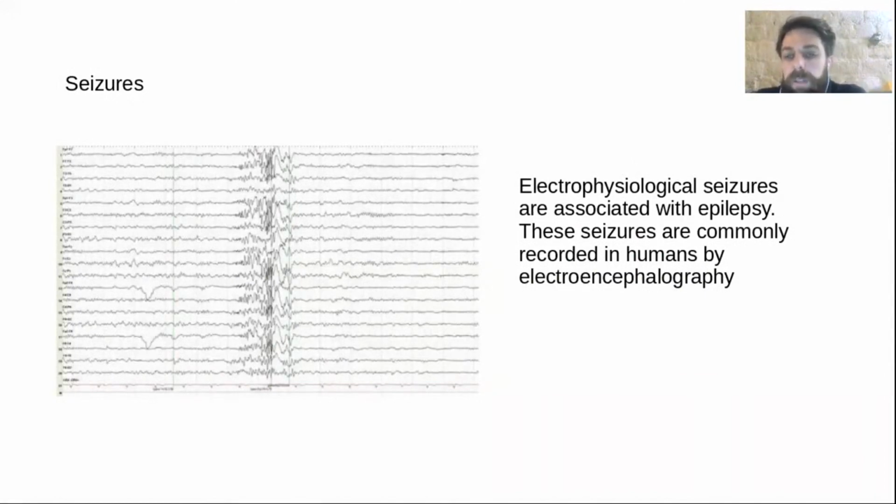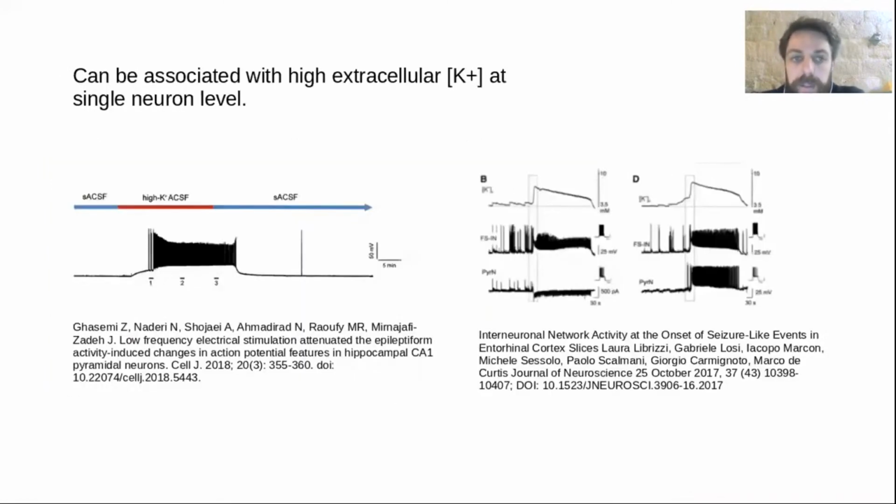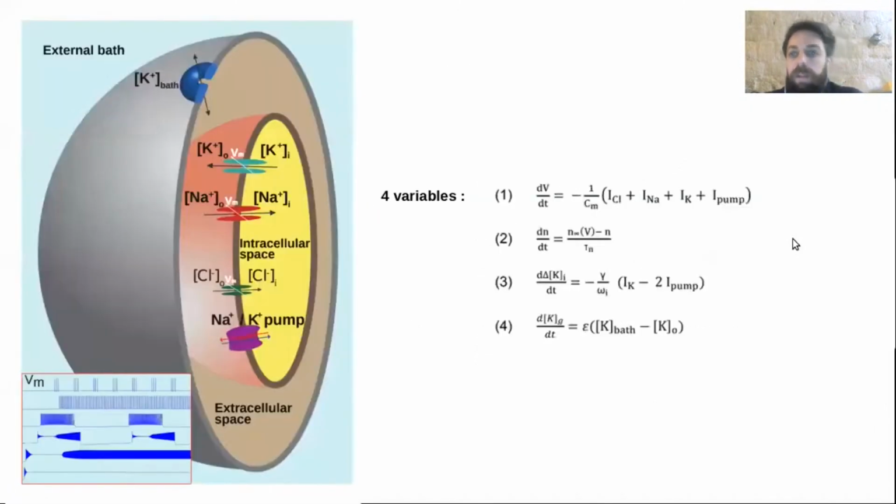These seizures are commonly recorded in humans thanks to electroencephalography and are associated with a high level of extracellular potassium if we look at the single neuron level. So we can see that during the seizure, we have an increase of the extracellular potassium concentration. This is from experiments, and we wanted to reproduce this aspect with a model to better understand the underlying dynamics.